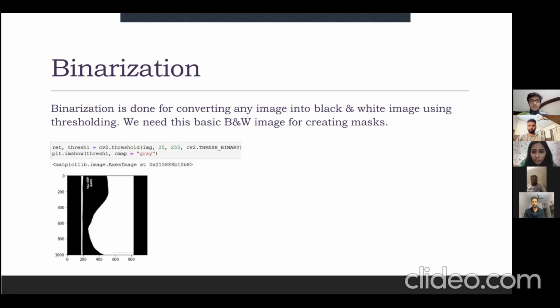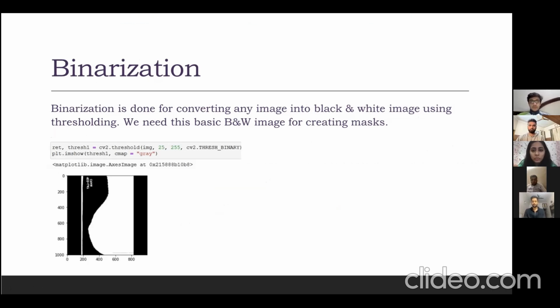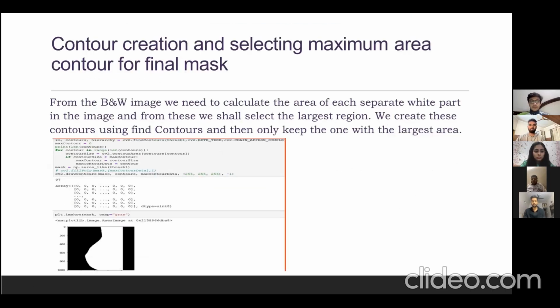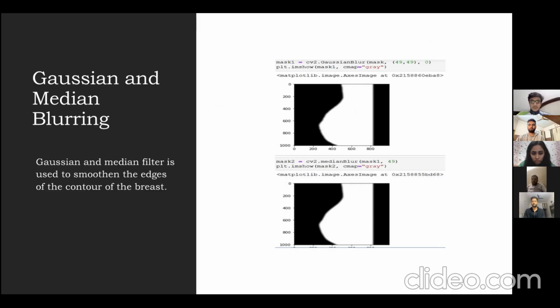Binarization is basically done for converting any image into a black and white image using thresholding. We need this basic black and white image for creating masks. Now, the third step was contour creation and selecting the maximum area contour for the final mask. In the black and white image, we need to calculate the area of each separate white part, and from these we select the largest one. We create these contours using contour selection.